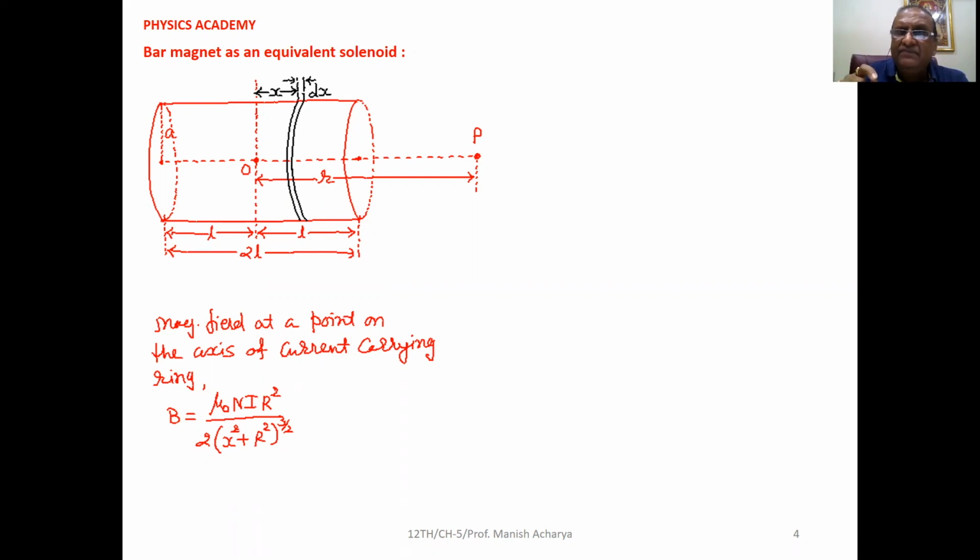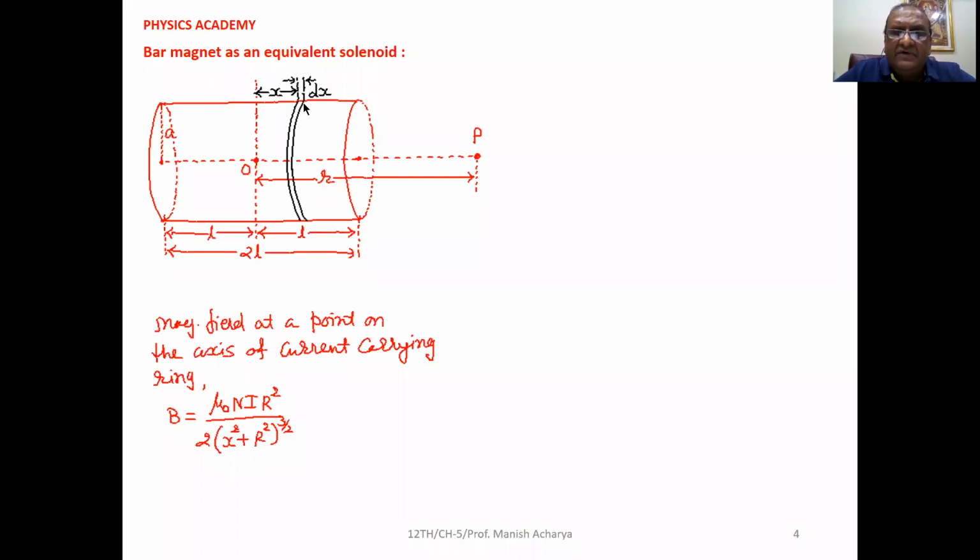So for that, first consider one infinitesimal thin ring on the solenoid having length of the ring equal to dx, which is situated at a distance x from the center of the solenoid. Clear to all of you up to this?